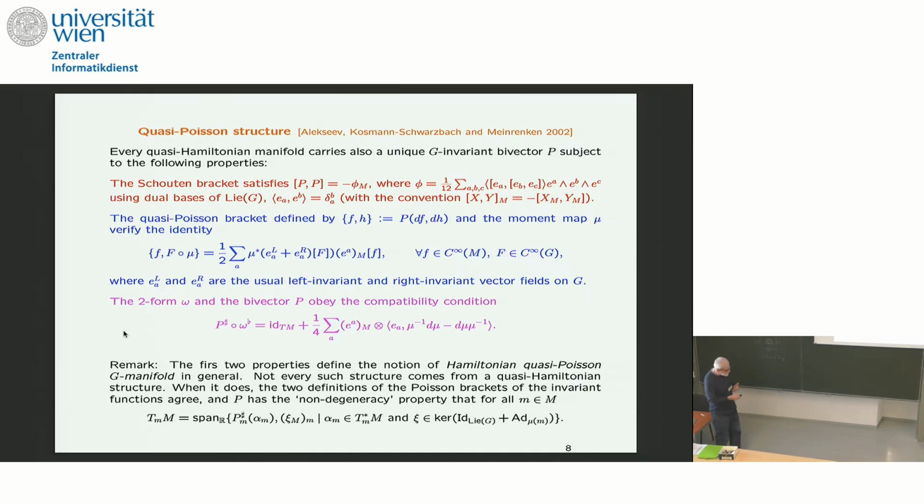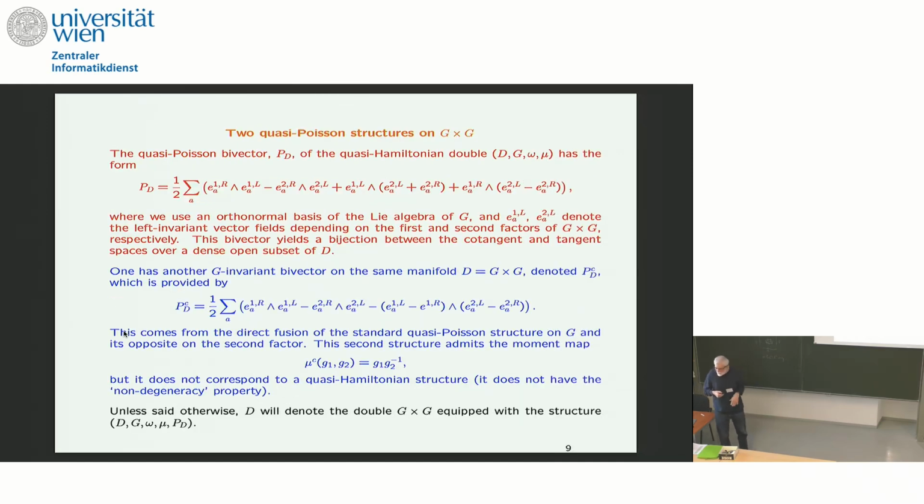Okay, so one can also talk about quasi-Poisson manifolds, just abstractly saying that there is a group action and this kind of structure. So not every such quasi-Poisson structure comes from a quasi-Hamiltonian one, but for every quasi-Hamiltonian one, there is such a structure. Okay, and now on this double, actually there are two interesting bivectors. Maybe there are more, but for me there are two.